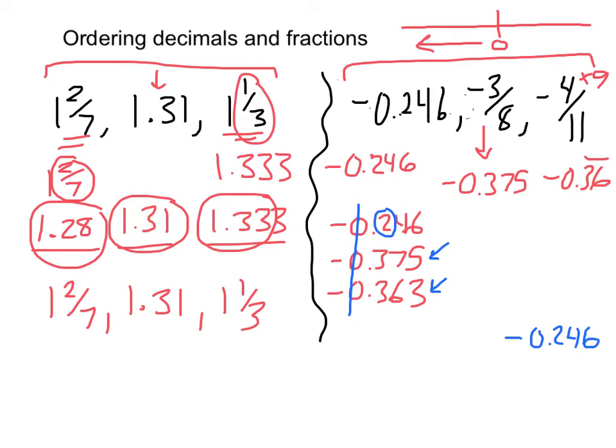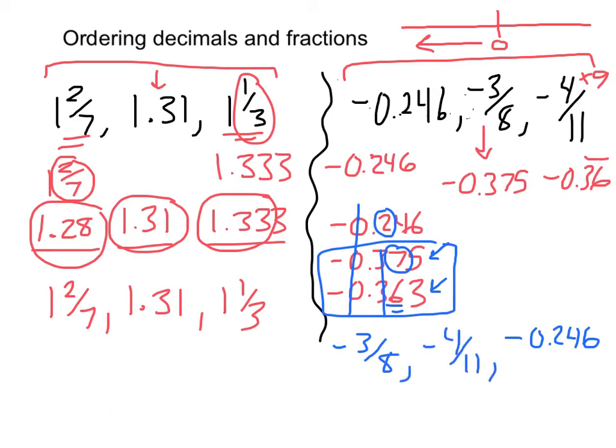So we need to decide which one of these two numbers is going to be the smallest. Well, they both have a 3 in the tenths place. This one has a 7. This one has a 6. The 7 makes 3/8 a bigger number that's negative, so the negative 3/8 would actually be the smallest number. And the middle one is negative 4/11ths. And the largest one is negative 0.246. That's pretty tough.